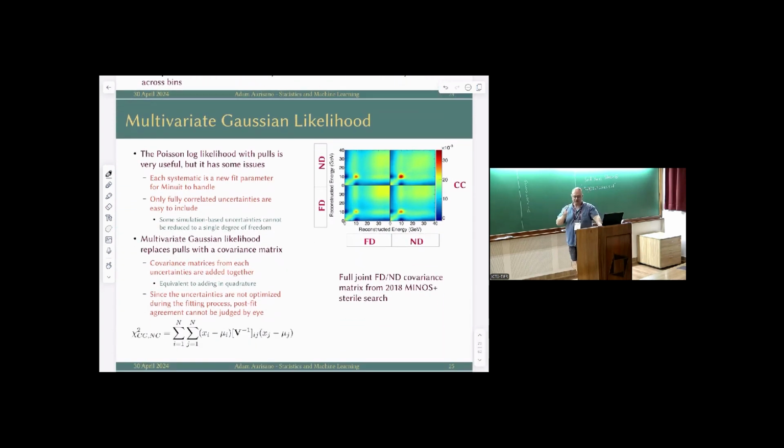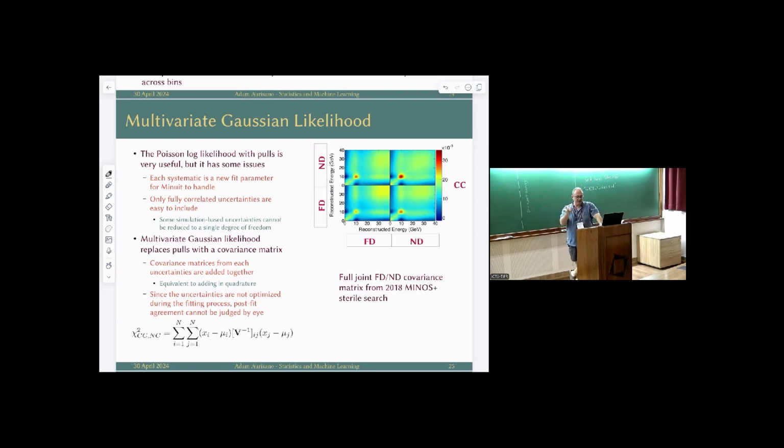The other way you can handle this is through a multivariate Gaussian likelihood. So this is basically saying that all of your bins are correlated with each other. You're basically drawing your bins from a multivariate Gaussian. So each bin is Gaussian distributed, but they have correlations between them. And that's coming from the systematic. So you have an uncorrelated part, which is your statistical uncertainty, and a correlated part, which is your systematic uncertainty.